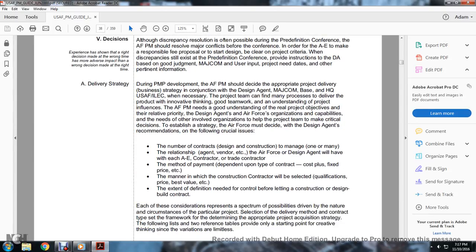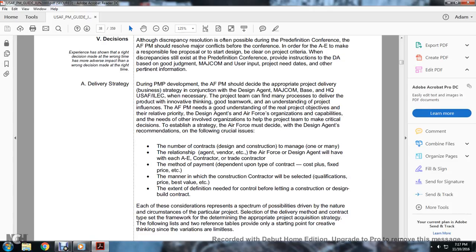Delivery stage. During the program planning development, Air Force program management should decide the appropriate project delivery business strategy in conjunction with the design agent major command based in the headquarters of the U.S. Air Force Engineering Corps. When necessary, the project team can refine many of the processes of delivery of the product with the need for good teamwork and understanding of the project influence.